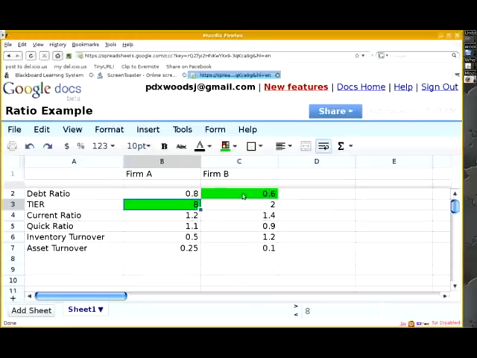So what we're going to do now is expand the example for working capital in the next screencast.